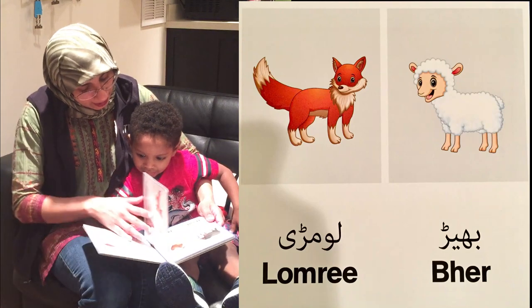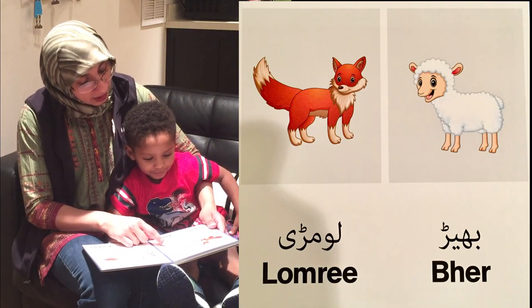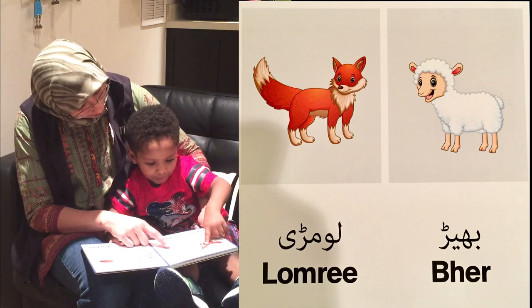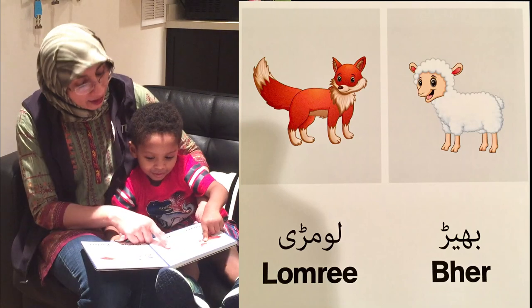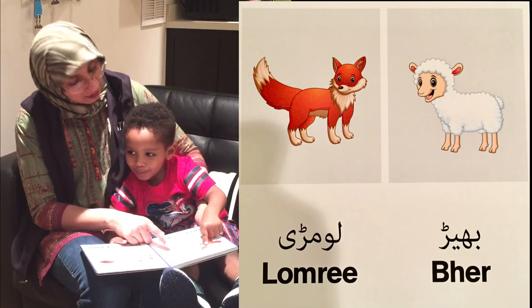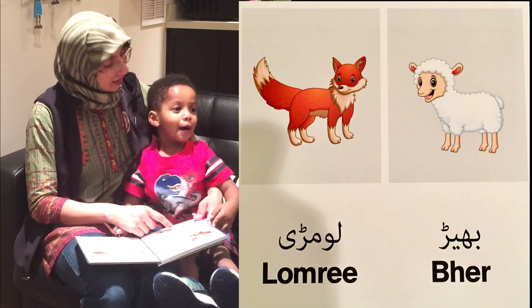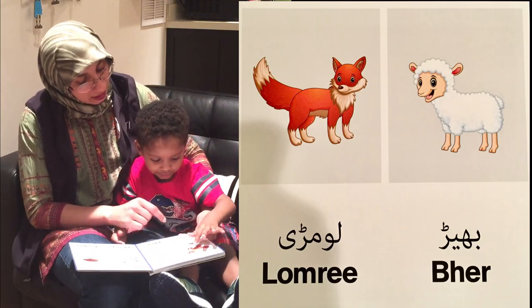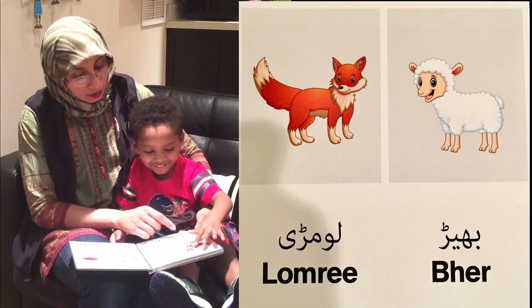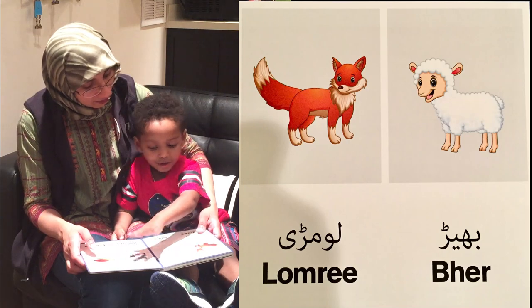Okay, go to the next page. And what is this? Bhed. Bhed is a sheep. Can you say sheep? Sheep. Baa, baa. Bhed. Lomri. Lomri is a fox. Fox.